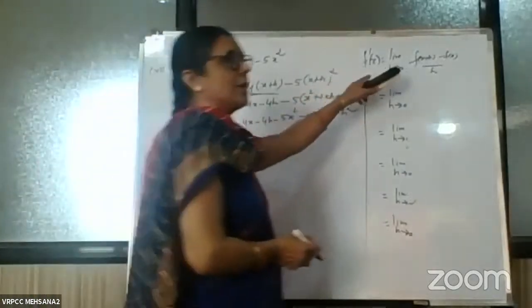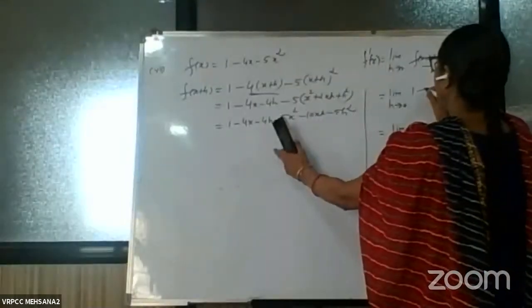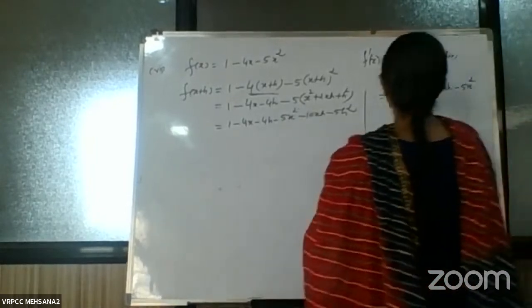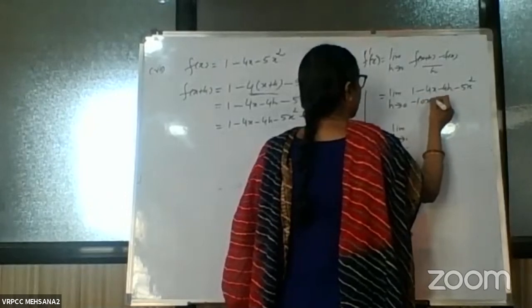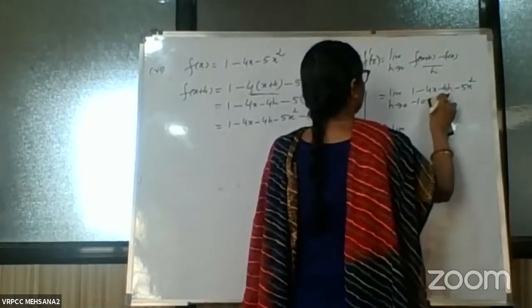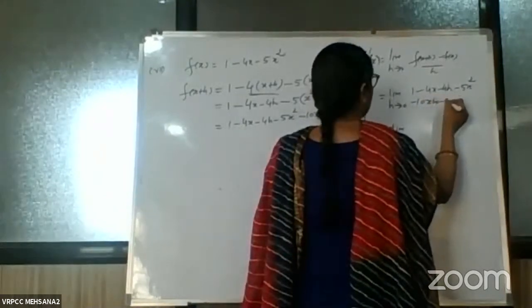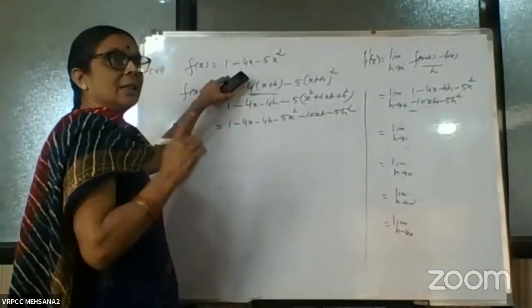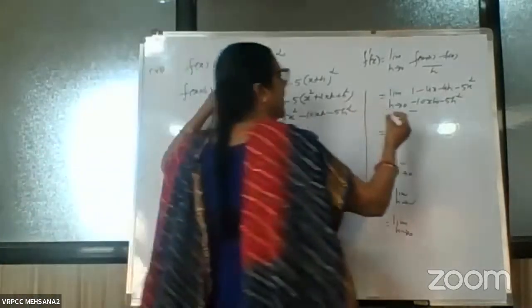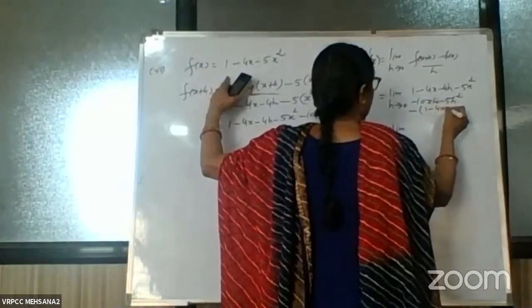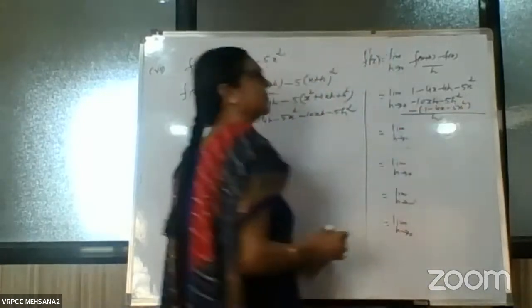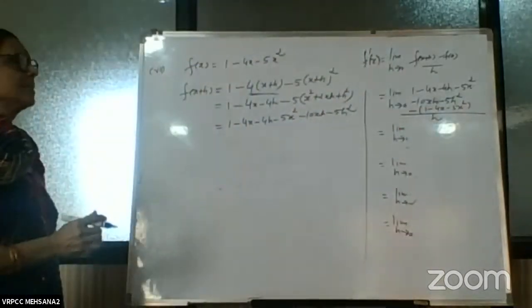Now write down the f of x plus h: 1 minus 4x minus 4h minus 5x square minus 10xh minus 5h square, minus f of x. In f of x we have three terms, so we have to write in bracket 1 minus 4x minus 5x square, upon h.